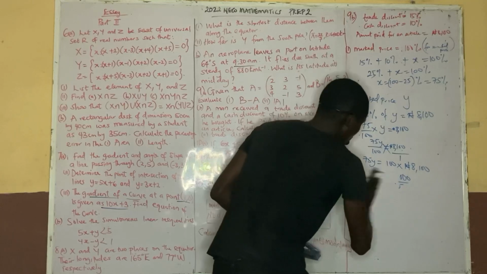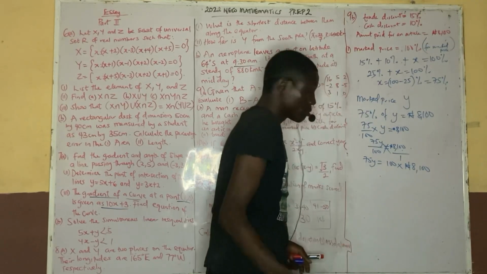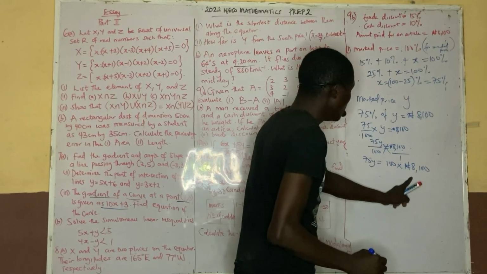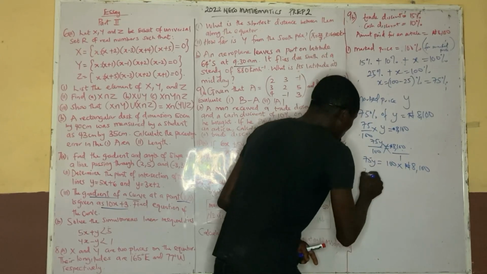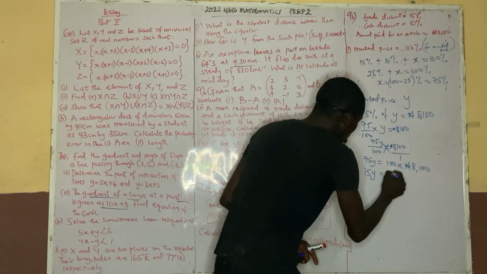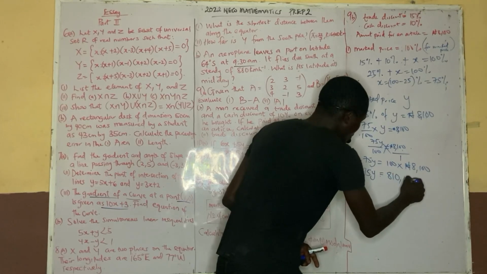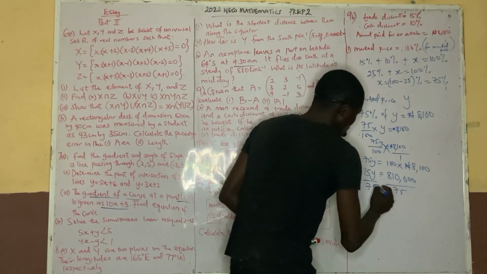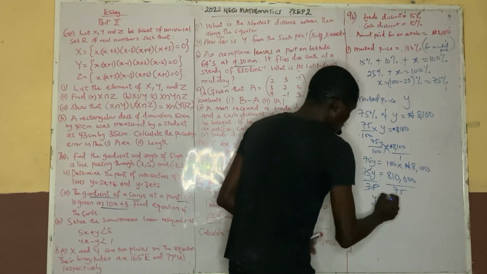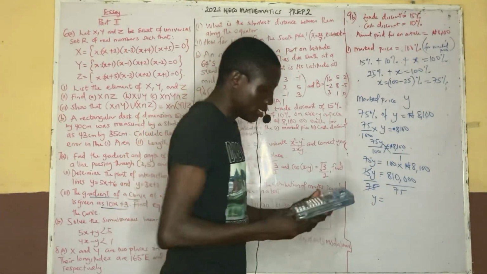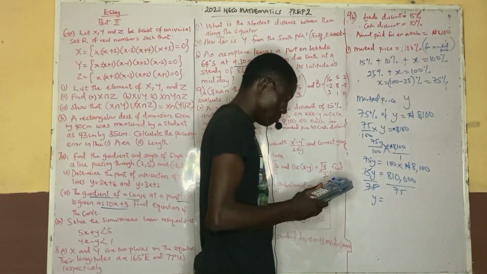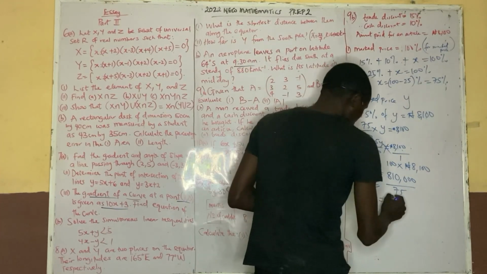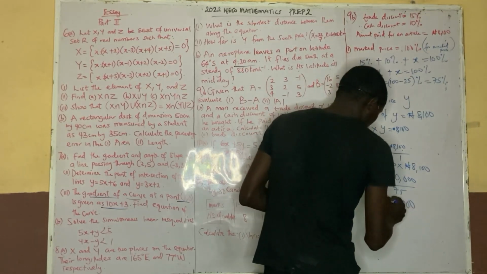So now 75y, after cross multiply, 75y is equal to 100,000 times 8,100. So when you multiply this one, this is 75y equal to what? 810,000. So divide both by 75. So this one cancels out. So y is equal to what? 810,000 divided by 75. That is what? Y is equal to 10,800 naira.